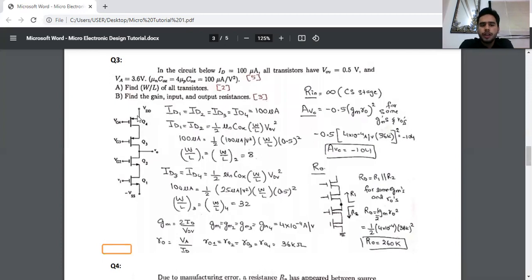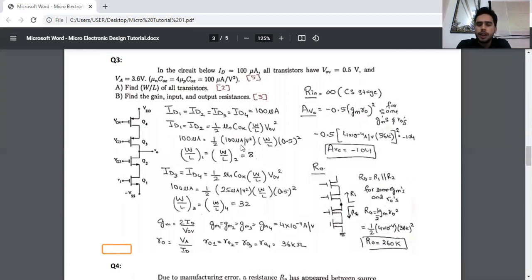So as you all know, the drain current in these 4 MOSFETs is constant, that is 100 microamps, and ID1 equals ID2. As we all know, the equation is 1 by 2 mu n Cox W by L V overdrive square. So we have a drain current provided in the parameters, that is 100 microamps, and we have to find the parameters of the MOSFETs, that is W by L of all transistors. For that we have been given the current, we have the mu and Cox, and we have the V overdrive voltage, and we need to calculate W by L.